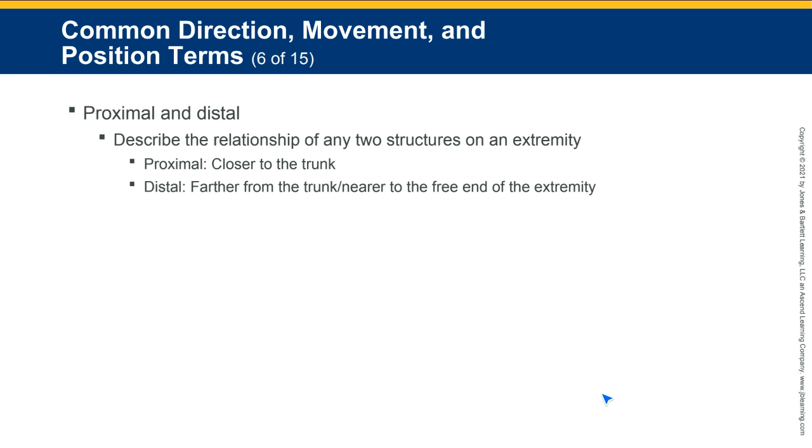Proximal and distal. These describe the relationship of any two structures on an extremity. Proximal is closer to the trunk. And remember, the trunk is the chest, abdomen, and pelvis without their attachments. Distal is farther from the trunk, nearer to the free end of the extremity. And we apply these two terms to long bones within the body. So when a patient has a fracture, we use these terms. Is it the distal end of the long bone? Is it the shaft? Is it the proximal end?